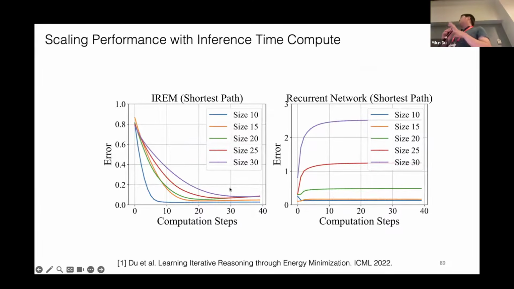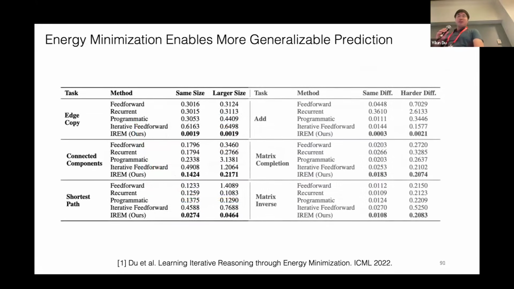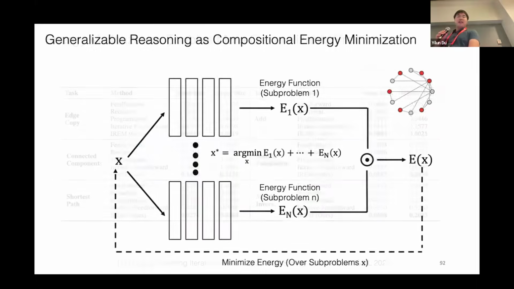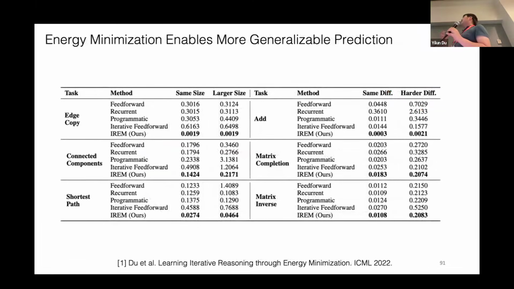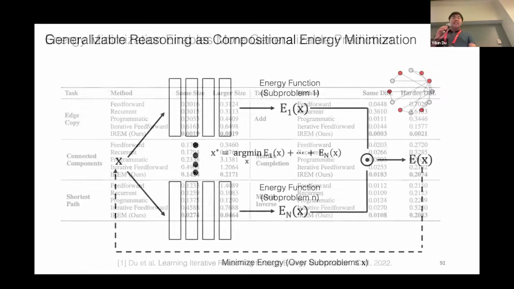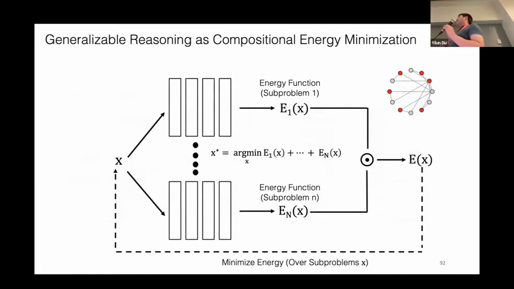In contrast, if you just try to use a traditional method for scaling test time compute, like a recurrent neural network, we find that it actually explodes when you try to use these much larger graphs that it hasn't been explicitly trained on. So in general, the idea of optimizing energy functions allows you to make reasoning correspond to verification, so it can generalize a little better to harder tasks. But the nice thing about this idea of compositionality that I've talked about is that it actually allows you to solve even harder reasoning tasks than the ones you've seen before.